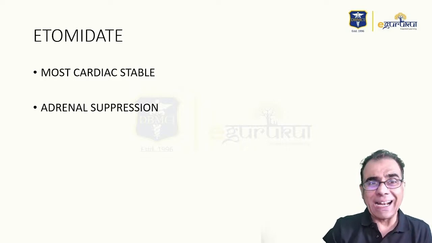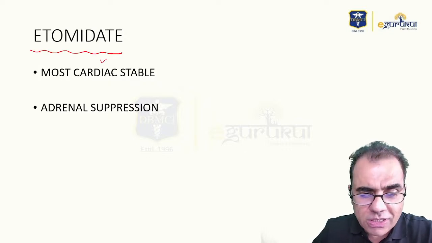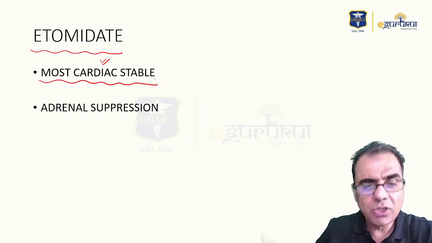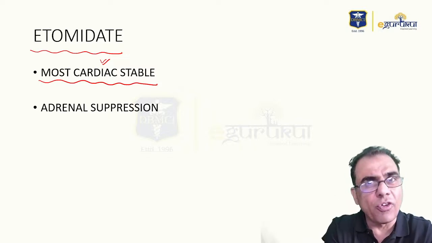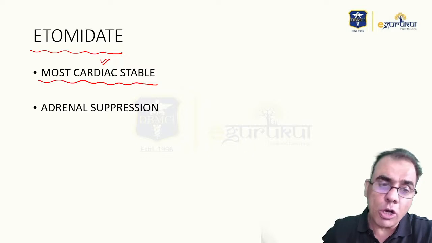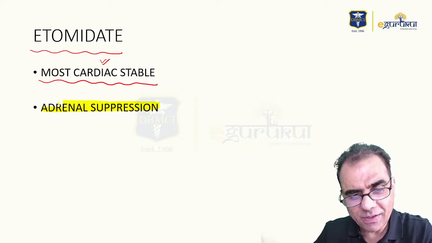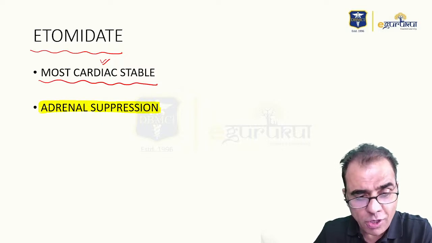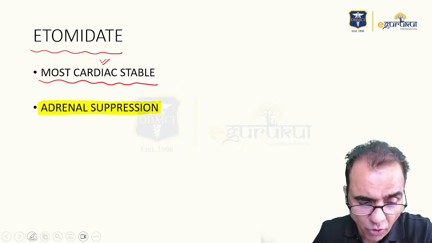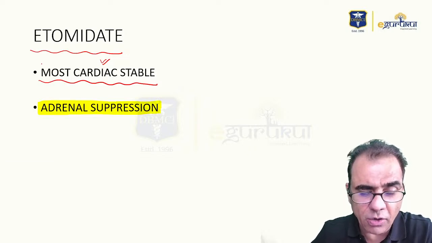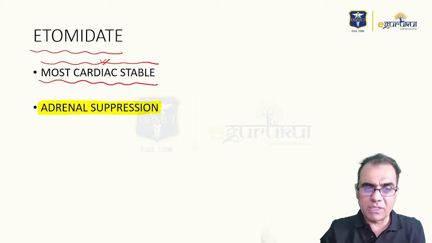Etomidate is another IV agent which is being used, and etomidate is the most cardiac stable IV agent. Because it is the most cardiac stable, obviously it will be preferred for cardiac patients, but it is not used routinely because of the possibility of adrenocortical suppression, which is an unacceptable complication. Although this complication is rare, it can happen, so we cannot take the chances. Therefore, we restrict the use of etomidate only for cardiac patients.